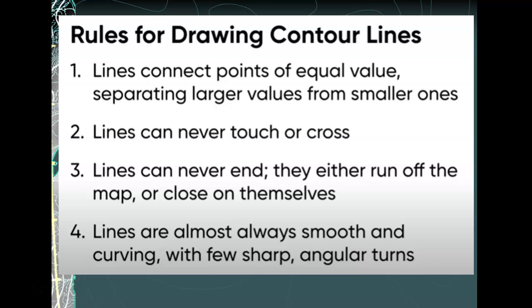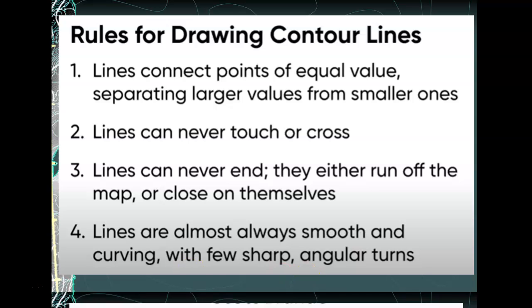And then number four, lines are almost always smooth and curving with few sharp angular turns. This means when you're drawing it, you want to be a little bit smooth as you're drawing it rather than just connecting the dots and doing a jagged thing. You're doing a smooth line as you go.